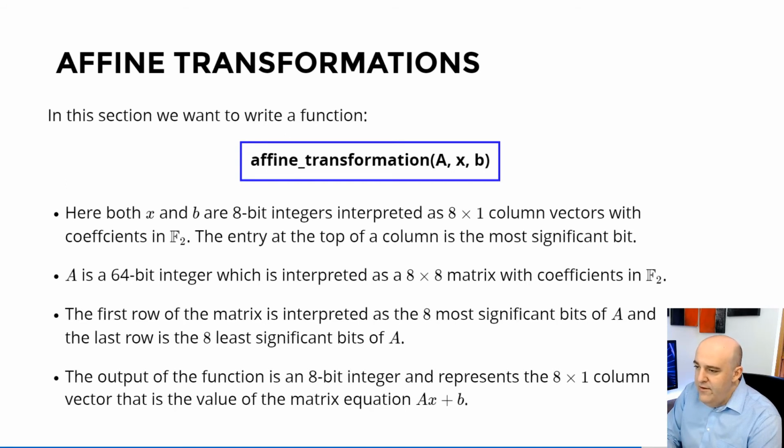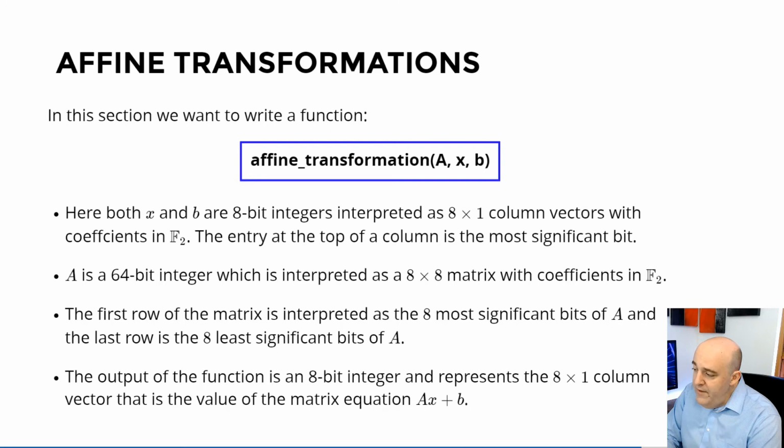All right, for the next section, we have to implement an affine transformation. So this is separate from what we've been talking about here. We just have to think about kind of a normal matrix equation here. A, capital A here, is a 64-bit integer, but we're going to interpret it as an 8x8 matrix with coefficients in F2. So the binary expansion of it will have 64 bits, and each bit will represent an element in a matrix. So the first row of the matrix will be the 8 most significant bits, and the last row of the matrix will be the 8 least significant bits of A.